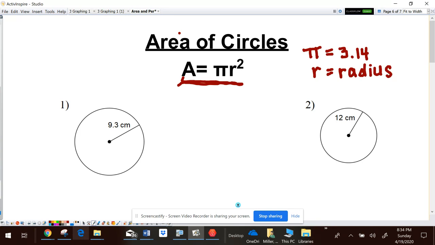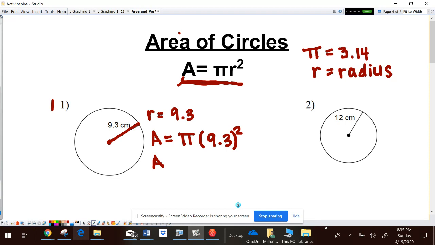All right, so if we're going to look at number 1 right here, I can see that my radius, which is half my circle, it starts from the middle and it goes to here, is 9.3. So now I just need to use my formula. Area equals pi times 9.3 squared.